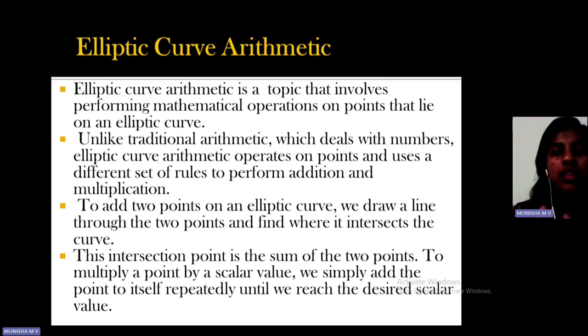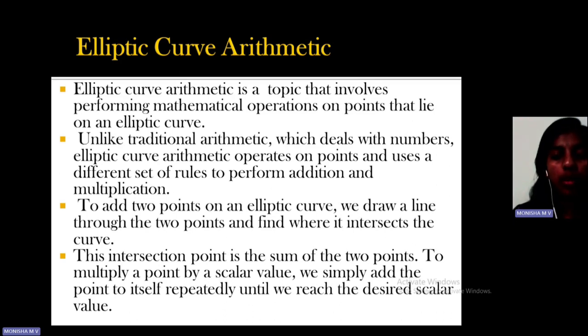The major difference between the traditional method and the elliptic curve is that it uses a set of rules to perform addition and multiplication. To add two points on an elliptic curve, we draw a line through the two points and find where it intersects the curve.